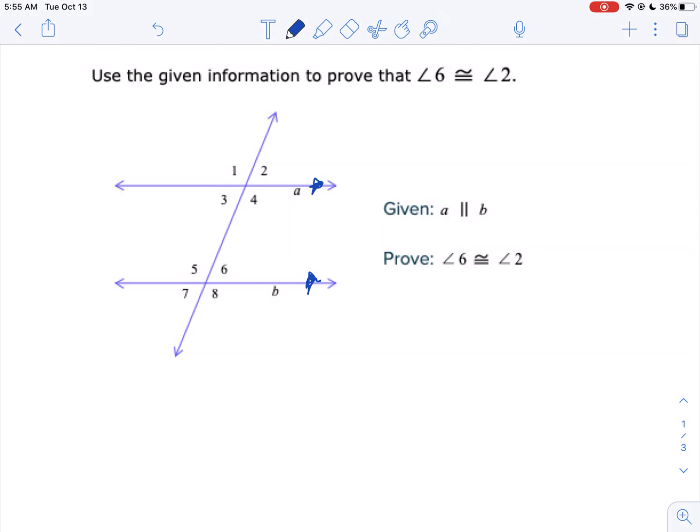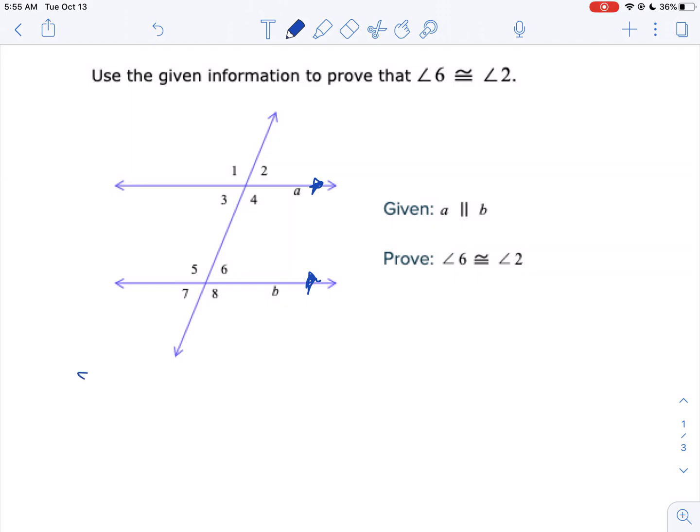Alternate interior angles are congruent. Alternate exterior angles are congruent. Corresponding angles are congruent. And same side interior angles are supplementary. We want to prove angle 6 is congruent to angle 2. Well, look at that. 6 and 2 are corresponding. This is a two-step proof.